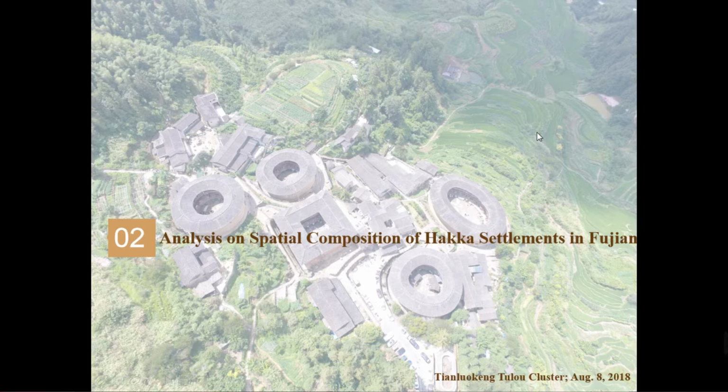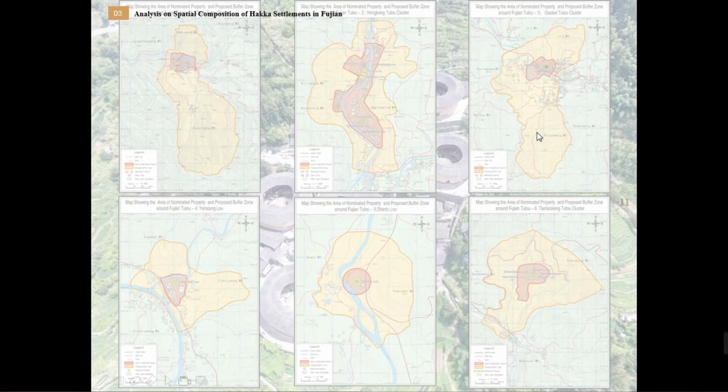Okay, here comes the body part of the thesis. Number 2, analysis on spatial composition of Hakka settlements in Fujian. First of all, let me explain. Those 6 pictures are very familiar to all of you, I think. Let me explain Hakka settlements. Those 6 places which are listed on the UNESCO list are all Hakka Tulou areas instead of other parts.